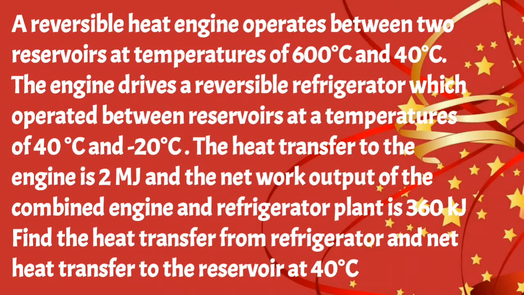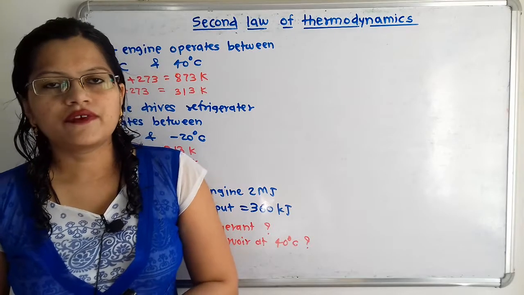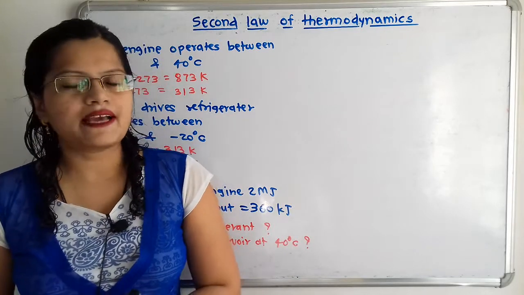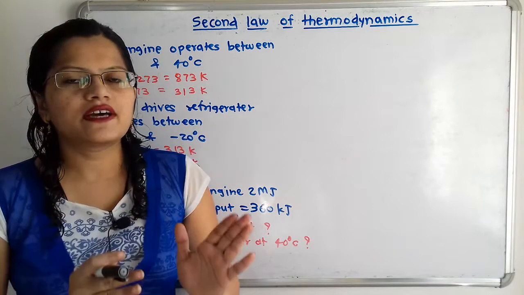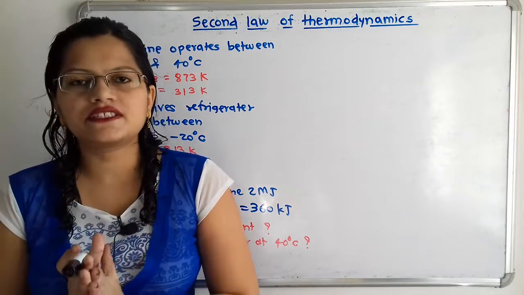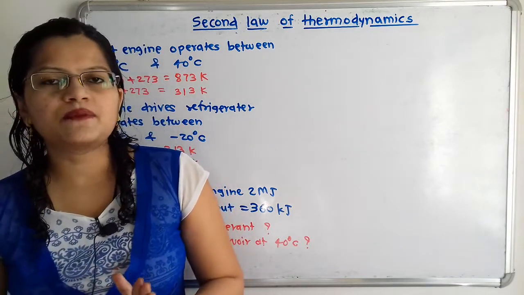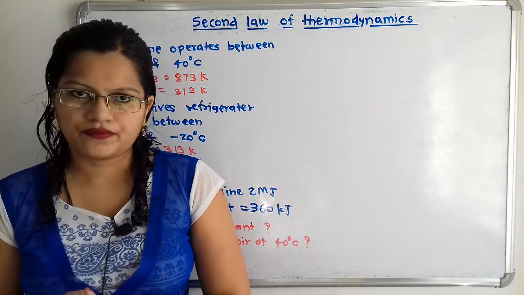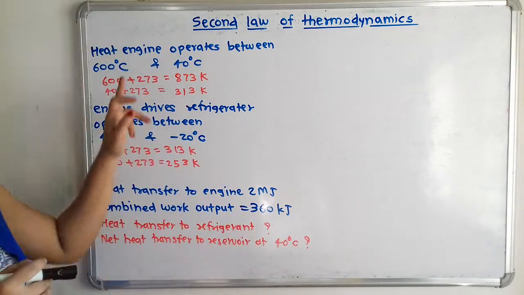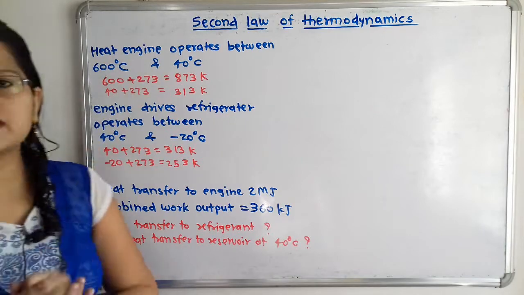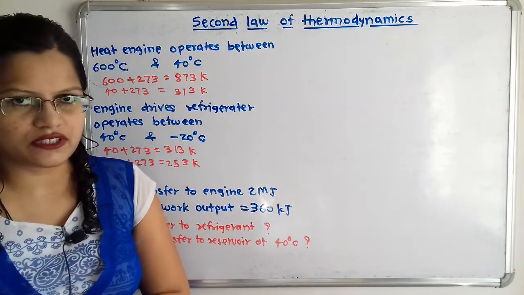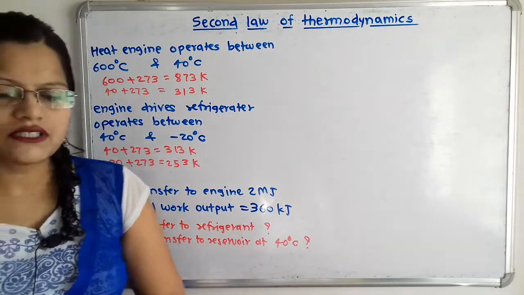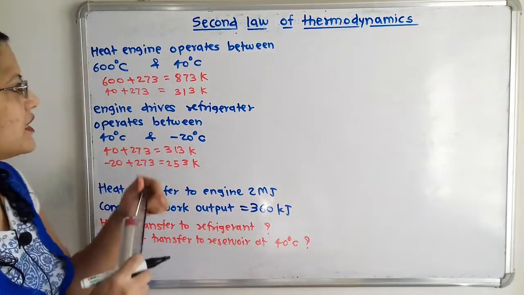So this was the given question. We will first draw the diagram as per the given data. Here it is given that the work output from the heat engine is given as an input to the refrigerator. Now if we observe, the heat engine operates between two reservoirs, the higher temperature reservoir and the lower temperature reservoir. So we will first draw the diagram for the heat engine.